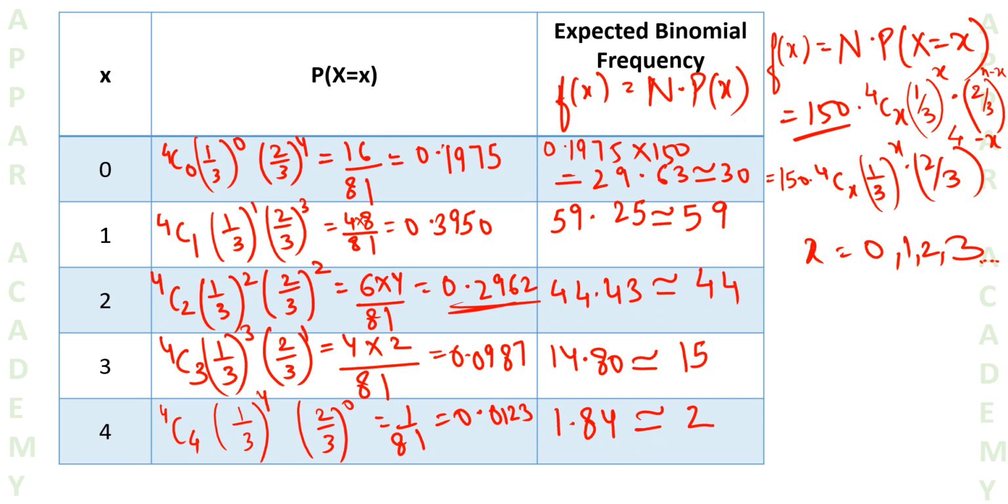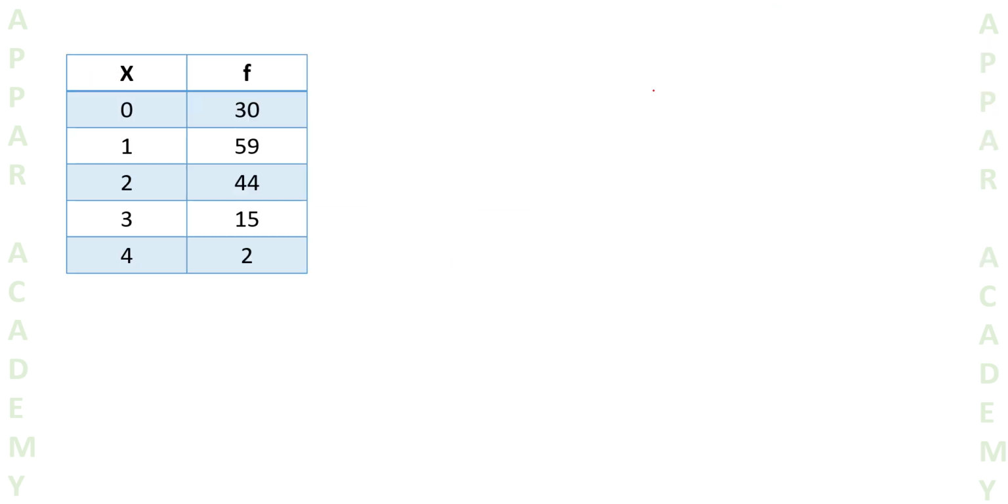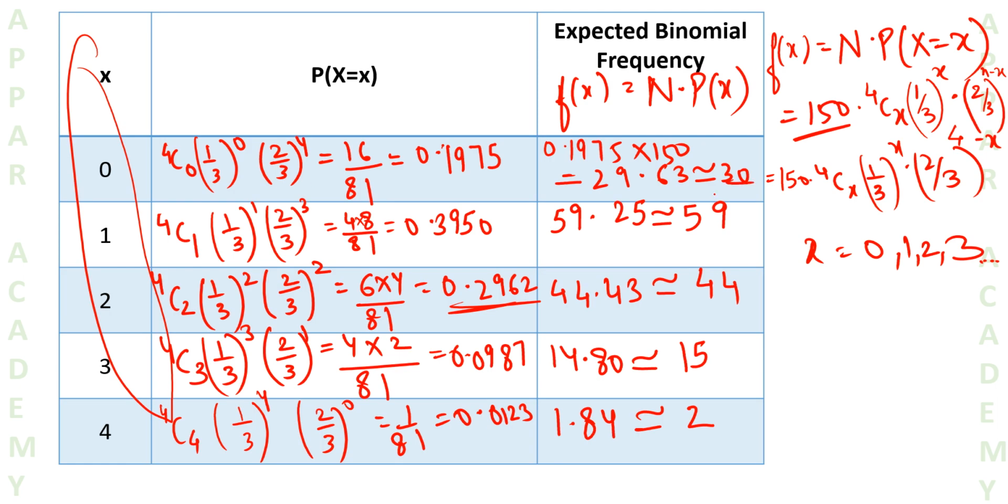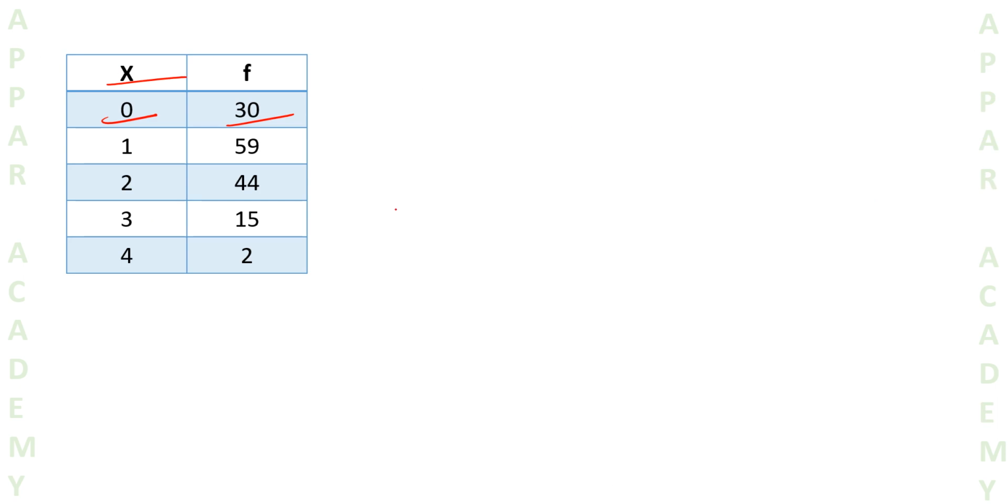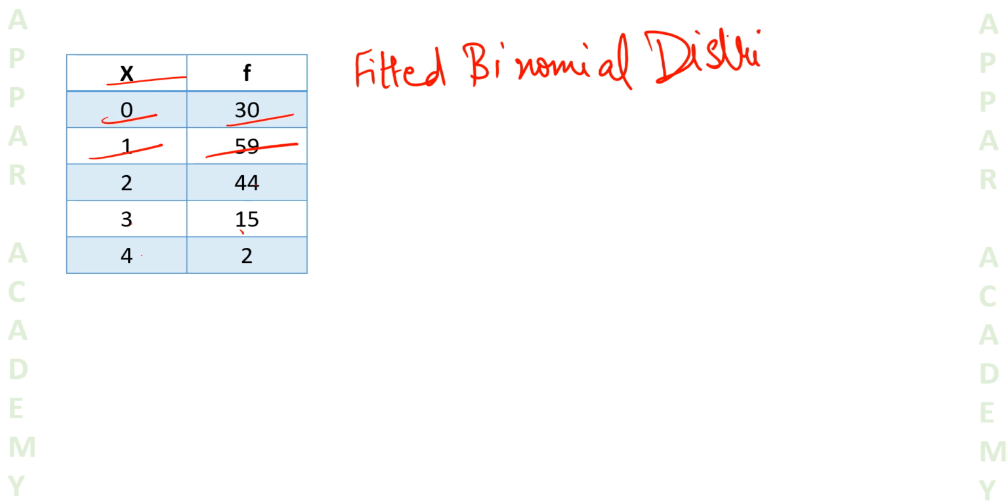Now I am simply charting out a table with this column and these final values. So this becomes x 0, f is 30, then 59 for 1, 44 for 2, 15 for 3, and 2 for 4. So this is basically our fitted binomial distribution. So this is how we simply fit any binomial distribution, right?